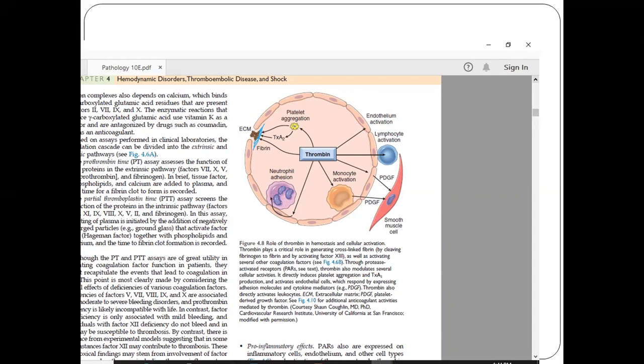Platelet-derived growth factor, and other activities mediated by thrombin. You can see that thrombin causes neutrophil adhesion. It will cause monocyte activation. It will cause release of platelet-derived growth factor, which acts on smooth muscle cells, lymphocyte activation, and endothelium activation. Thrombin has a variety of functions.